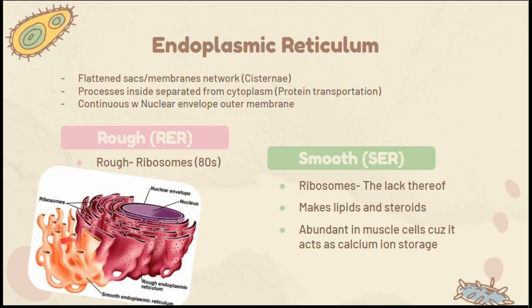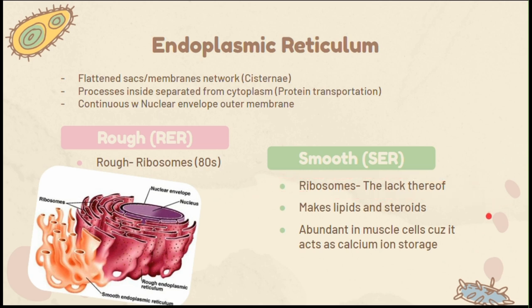The reason for this is because processes happen inside the ER separated from the cytoplasm, such as proteins and other molecules being transported, as well as secret drug deals. Do note, there are two different kinds of ERs, smooth ER and rough ER. Smooth ER is called smooth because of its smooth surface, and rough is, well, you get it. What makes the RER, rough endoplasmic reticulum, rough, are the ribosomes it's covered in. The smooth ER is also smooth because of ribosomes, or well, the lack thereof.